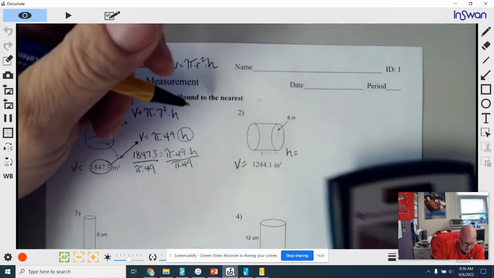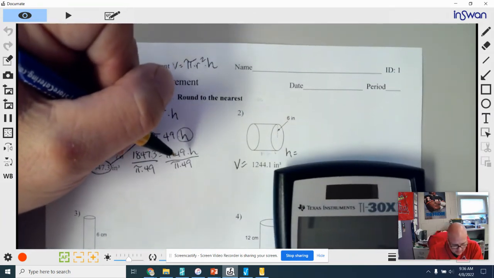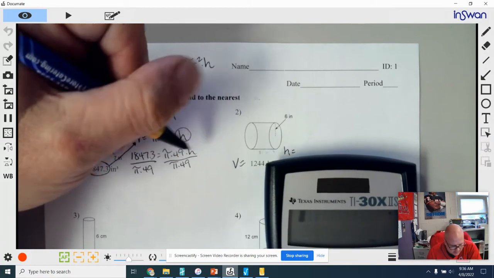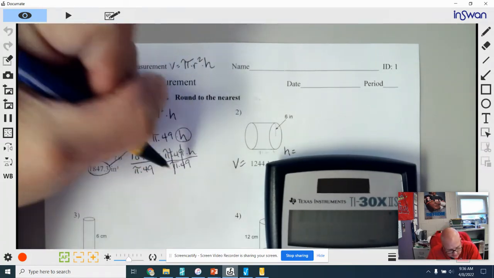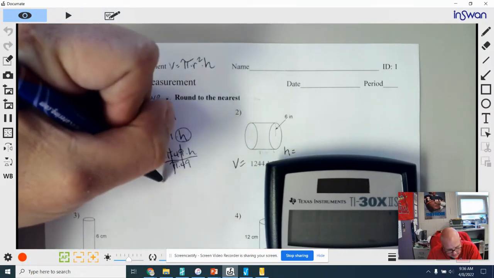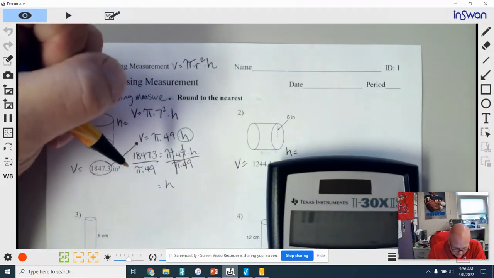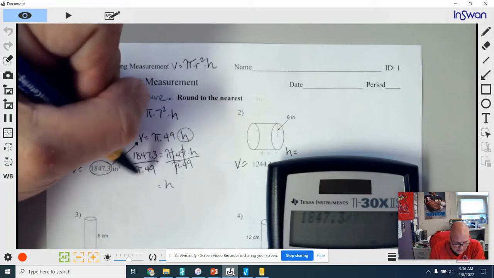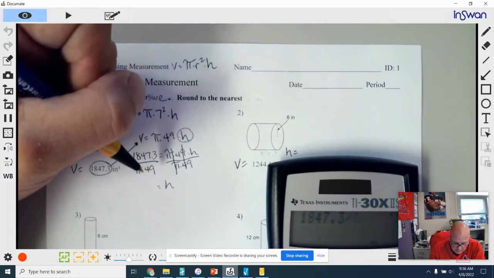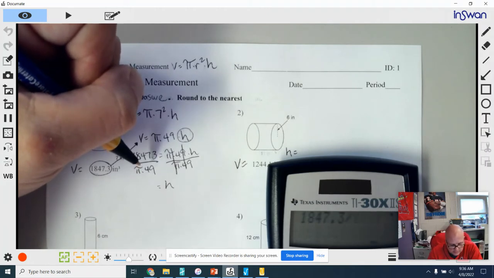Okay, and it gets a little bit messy when you start dealing with pi. You've got some bigger numbers there, especially long decimals. I know on the right side, the 49 is going to cancel, the pi's cancel, and that leaves you with the h. But over here, I need to take 1,847.3, divide by, and because we've got two numbers going on, I'm going to use parentheses just to make sure my calculator follows order of operations.